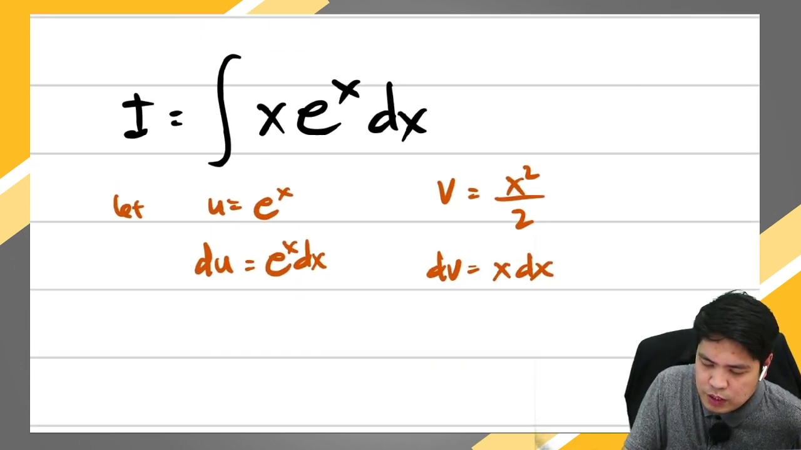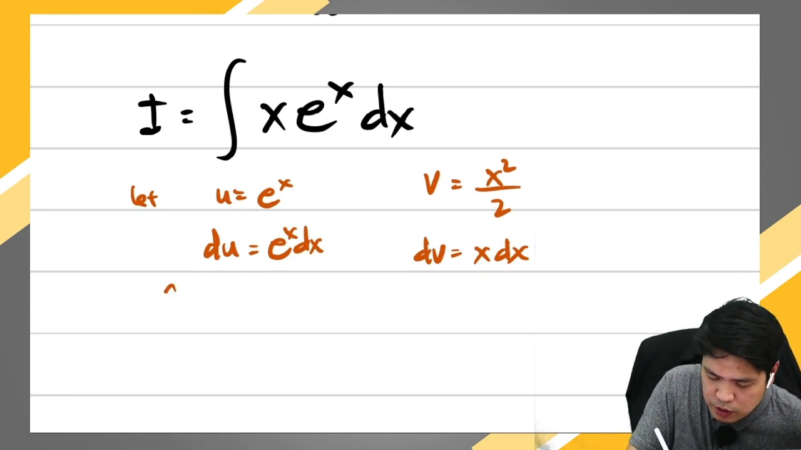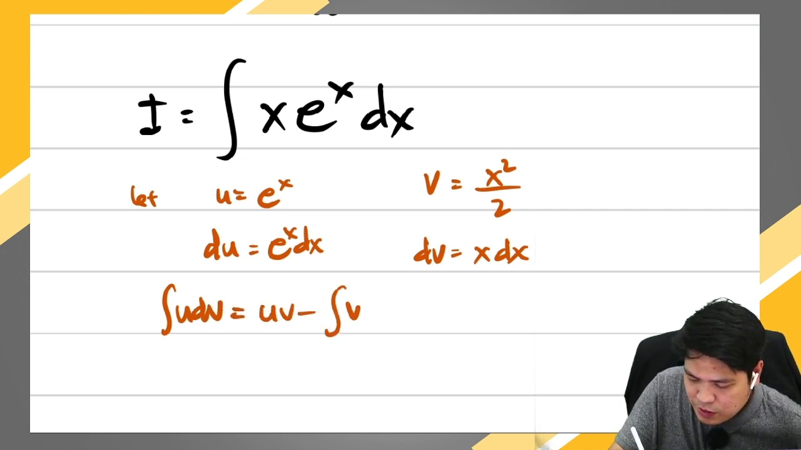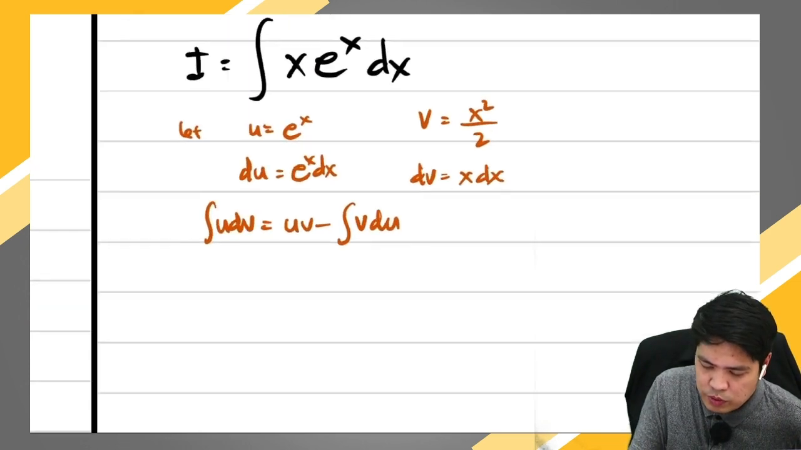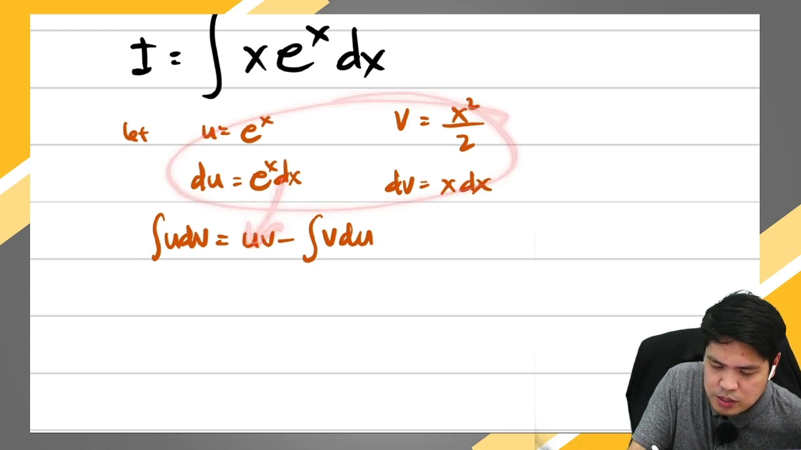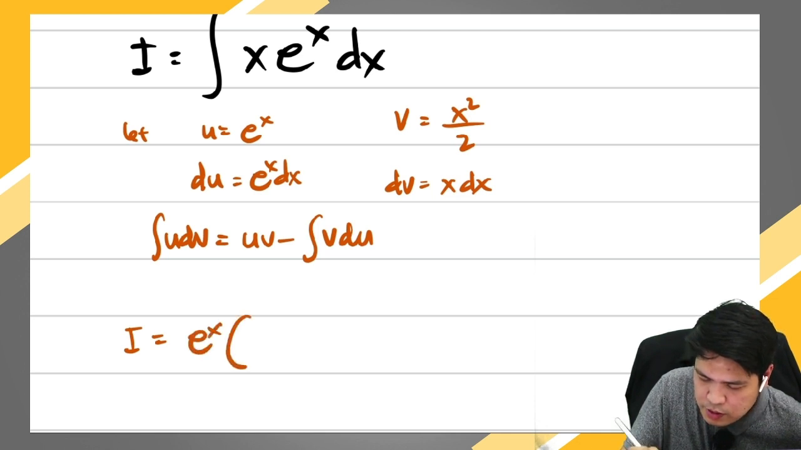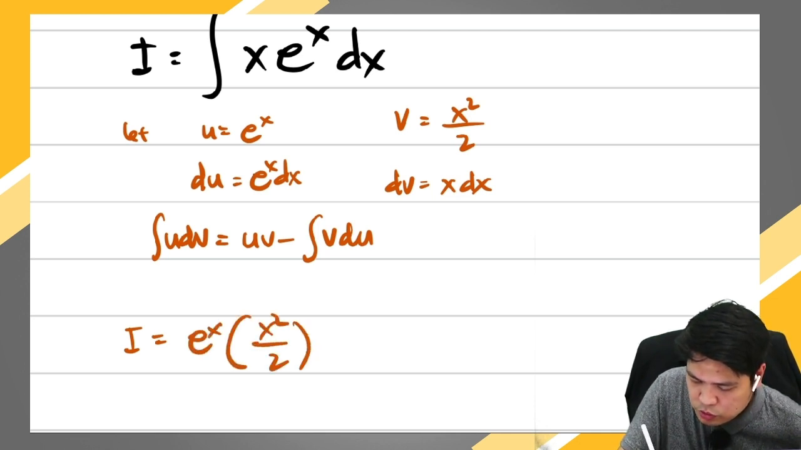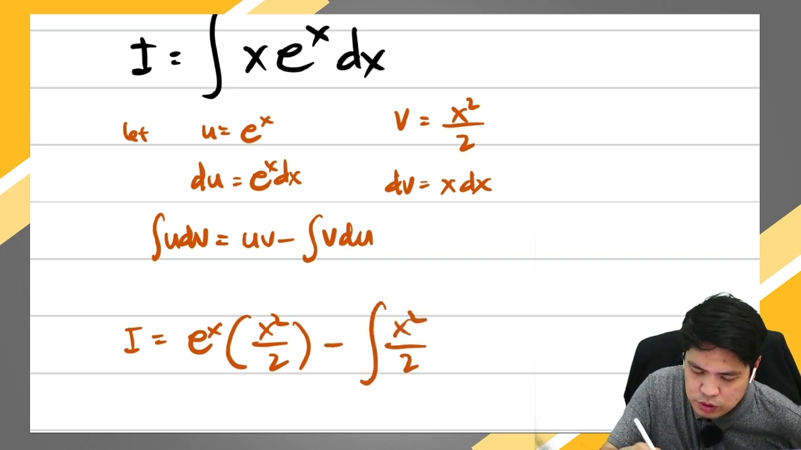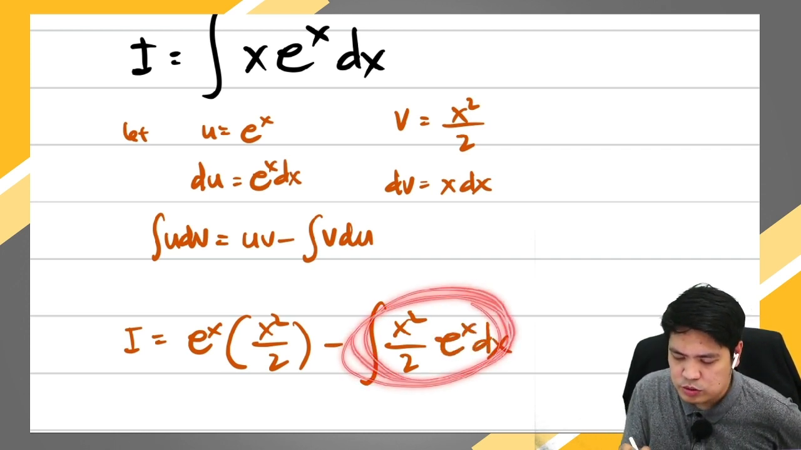Now if we apply the formula, the integral of u dv is equal to uv minus the integral of v du. If we substitute this, that would give us I equal to uv, so u, exponential x, times v, which is x squared over 2, minus the integral of v, x squared over 2, times du, exponential x dx. And we are stuck with this.